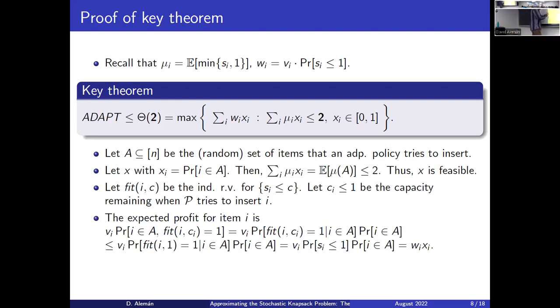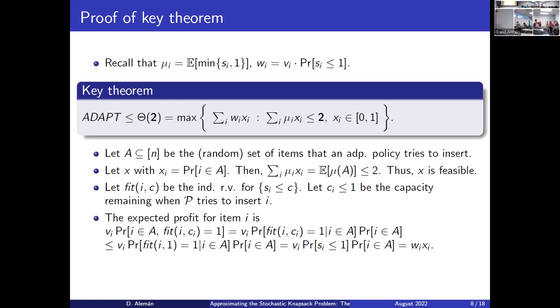We have that the expected profit for item I is equal to vi times the probability that we insert the item. The probability that we insert the item is precisely, well, first of all, the probability that I belongs into the set of items that we attempt to insert. And this event needs to occur, and also the event that fit I of ci is equal to one. So when we attempt to insert item I, its size must be at most the available capacity ci.